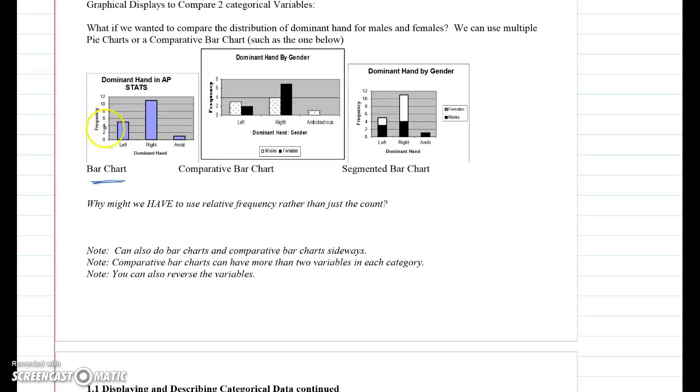And you can do frequency there because you just got everybody together, so I know that's 5, and that's 11, and that's 1. Now when we do a comparative bar chart, which is over here, I'm going to split it into males and females, and I want to be able to compare them.